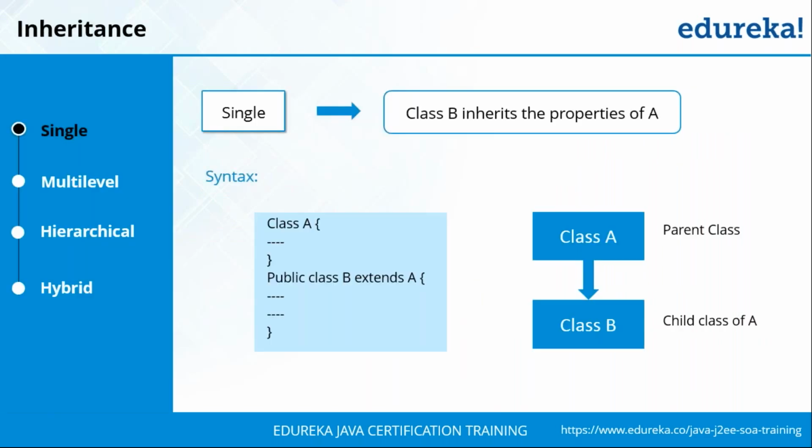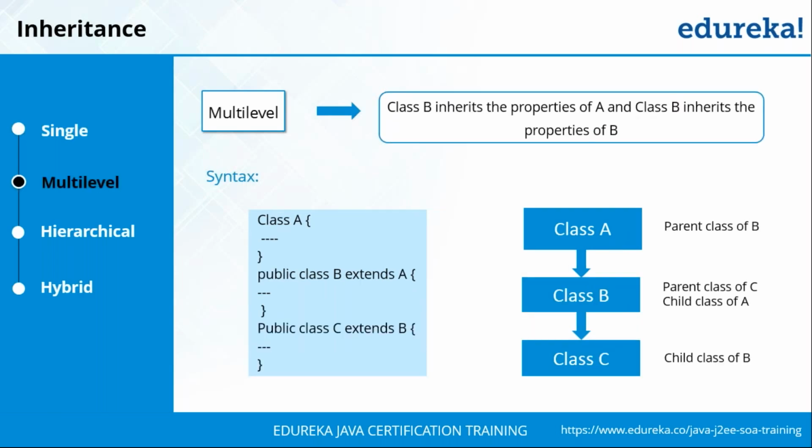My first type of inheritance is single inheritance. This is the easiest type where a single child inherits the property of a parent class. Now how can you inherit them? In Java we use the keyword extends, which is used for inheriting the properties of another class. This is my syntax where I have my class A and my other class B is inheriting the same class A using the extends keyword. Then we have multi-level inheritance where there can be different classes that inherit the property.